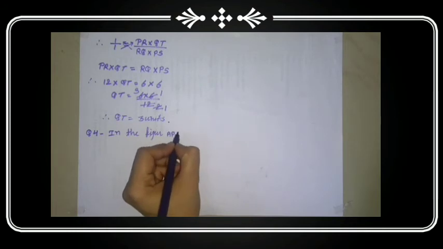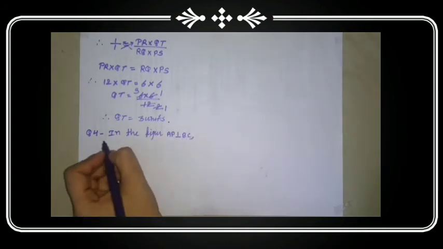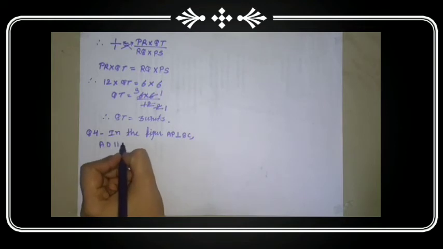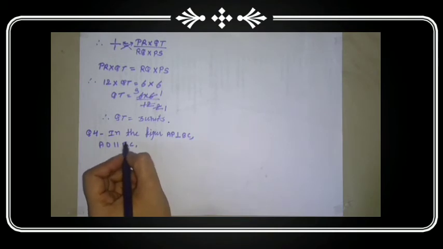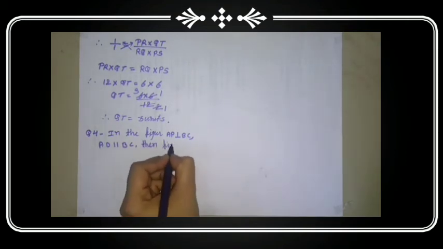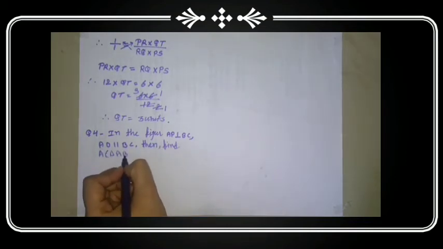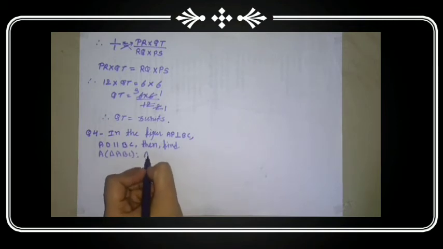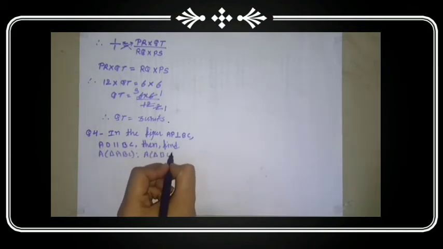Question number 4. In the adjoining figure, AP is perpendicular to BC, AD is perpendicular to BC, AD is parallel to BC. Then find the area of triangle ABC divided by the area of triangle BCD.